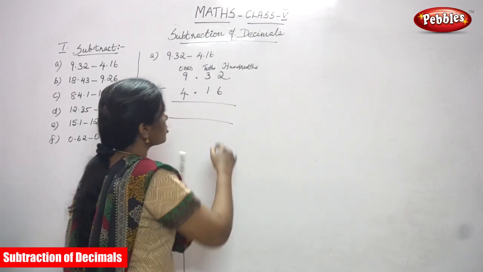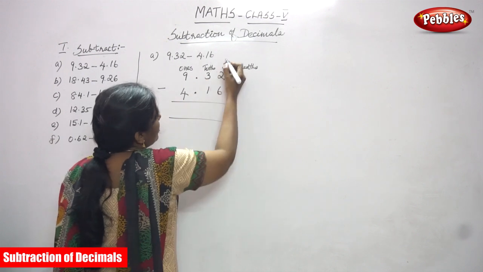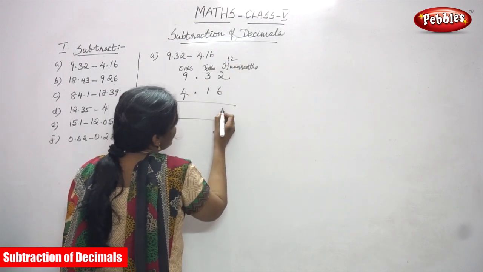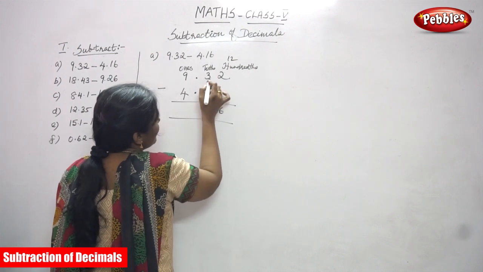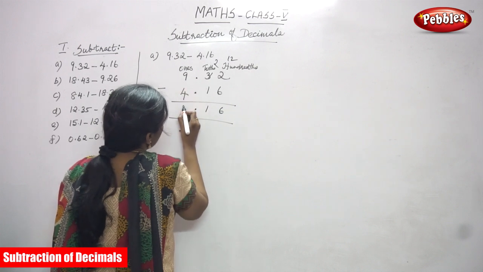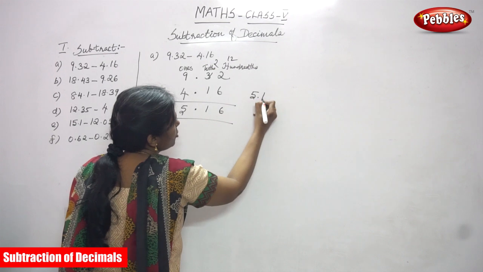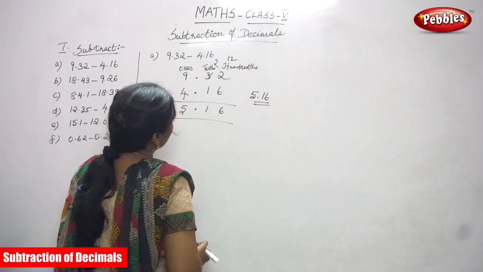So what are you going to do? 2 minus 6 you can't subtract, so you have to borrow from here. So 12 minus 6 you get 6. The remaining is 2. 2 minus 1 you get 1. Then normal subtraction: 9 minus 4, the answer is 5. So the answer is 5.16. I'll repeat once again.